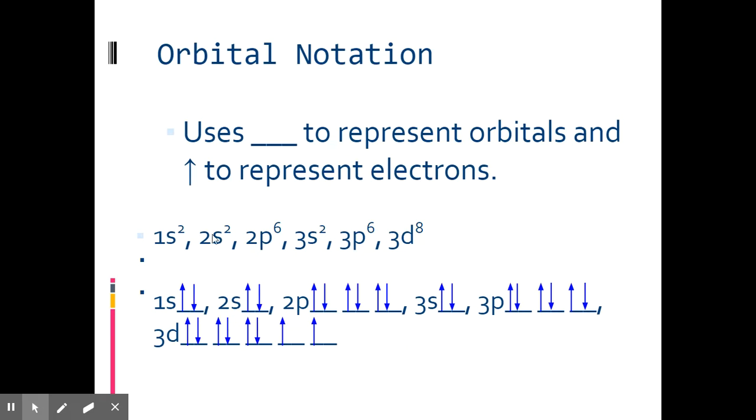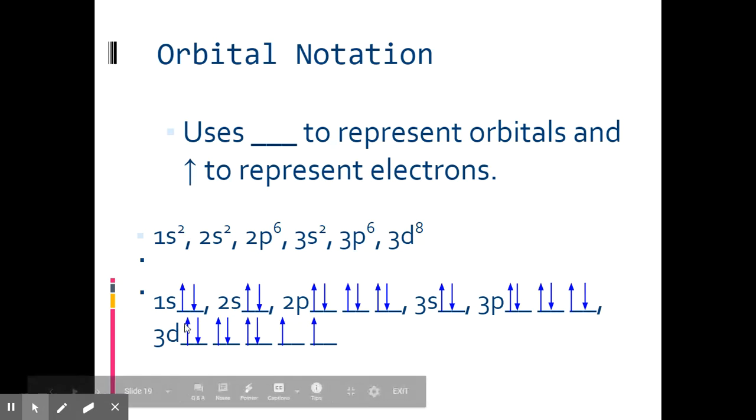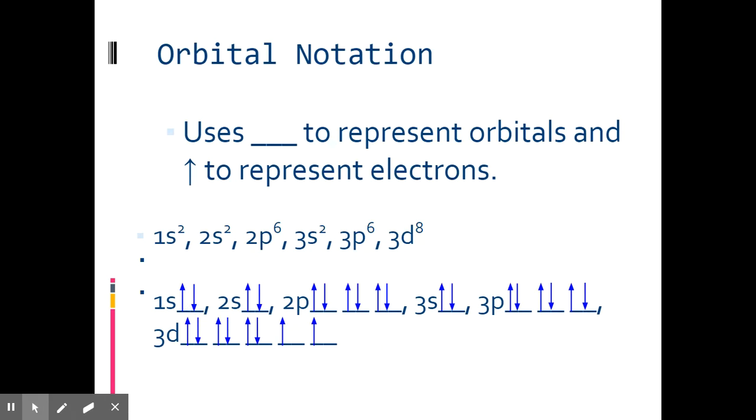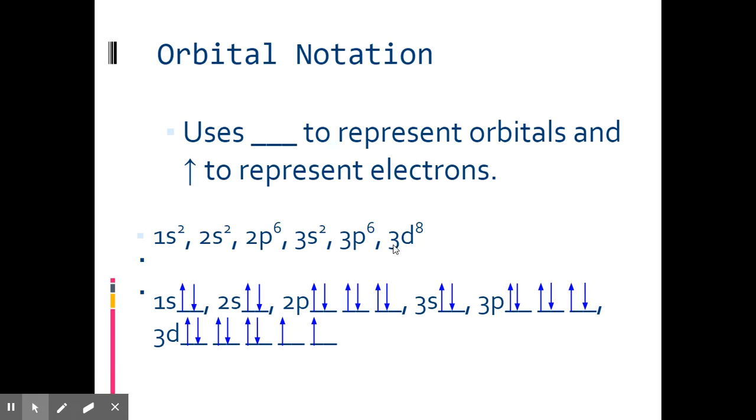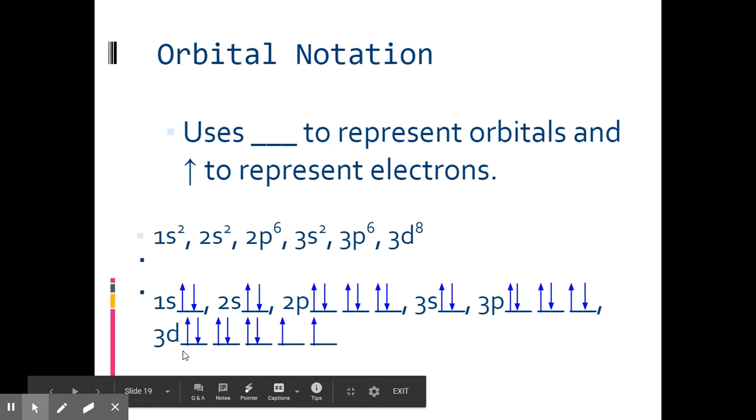So if this was the original electron configuration, the difference is that instead of putting your exponent of 2, you're going to use your dash and your arrows to represent your electrons. So we still have the energy level and the shape. We're just showing the different orientations and the electrons themselves. So for 1s2, we have 1s, a dash, and then our 2 arrows. Then 2s2, 2p6, all the way to 3p6, and 3d8 would be our last part.